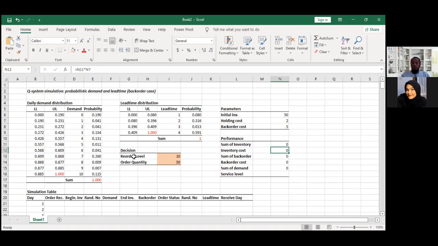And the decision variables. As we know, in a Q system there are 2 decision variables. The first is called the reorder level, and the second is called the order quantity. You can refer back to my slide about inventory. If we talk about a Q system, then there are 2 decision variables, Q and R. Q is the order quantity, and R is the reorder level.